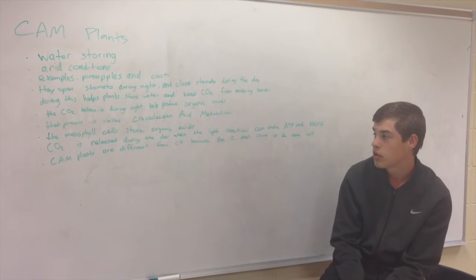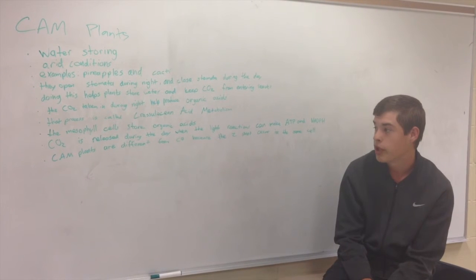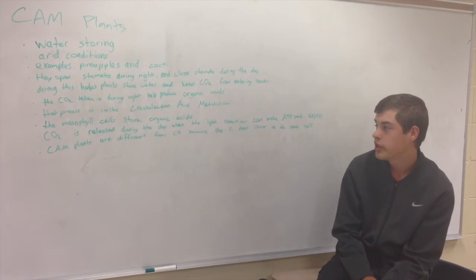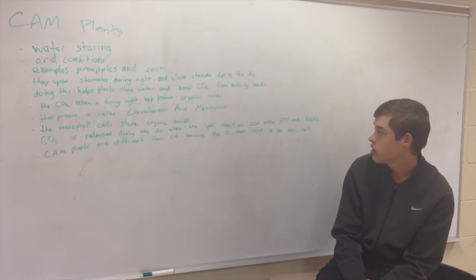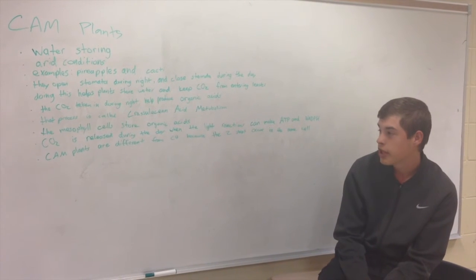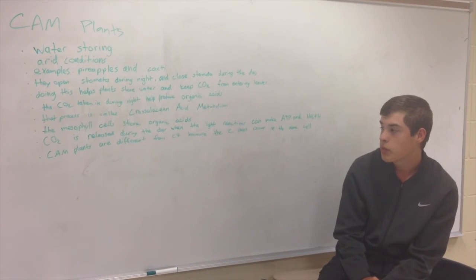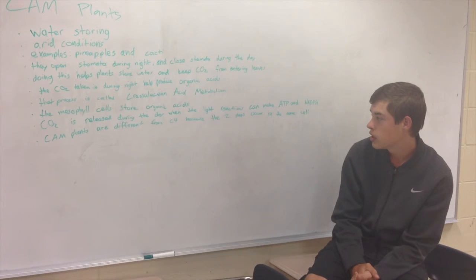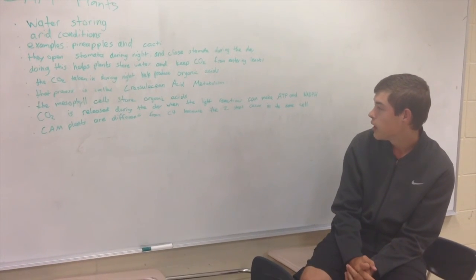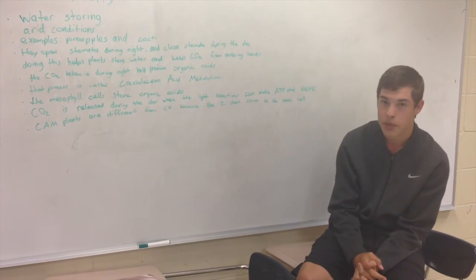The mesophyll cells store organic acids in CAM plants. CO2 is released during the day when the light reactions can make ATP and NADPH. The difference between CAM plants and C4 plants is that the two steps occur at different times, but in CAM plants they happen in the same cell.